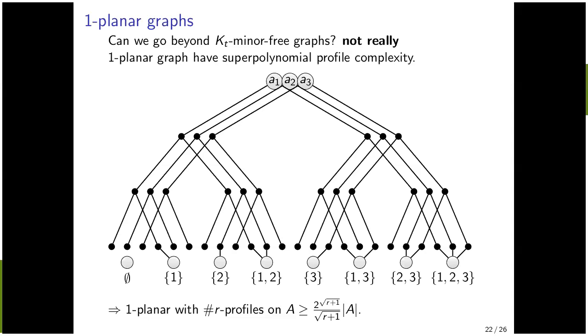So here is an example of a one planar graph where the number of r profiles, and even the number of intersections between A and balls of radius r, is at least 2 to the square root r. And so this shows that the neighborhood complexity of one planar graphs is at least 2 to the square root r divided by square root r. And so this is super polynomial.